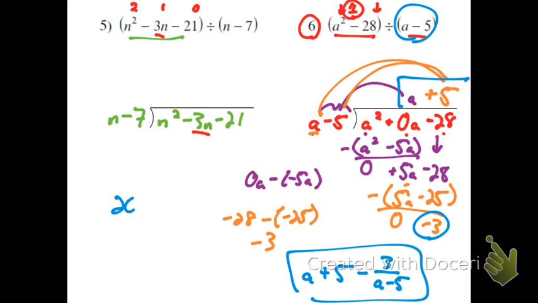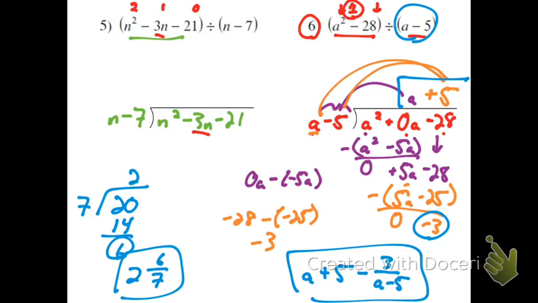Just like if I had 20 divided by 7, we'd say, oh, 2 times 7 is 14. We subtract, we get 6. So it'd be 2 and 6 sevenths. Similar, all right? Not the same, but similar. Okay, so that's the first example, number 6.